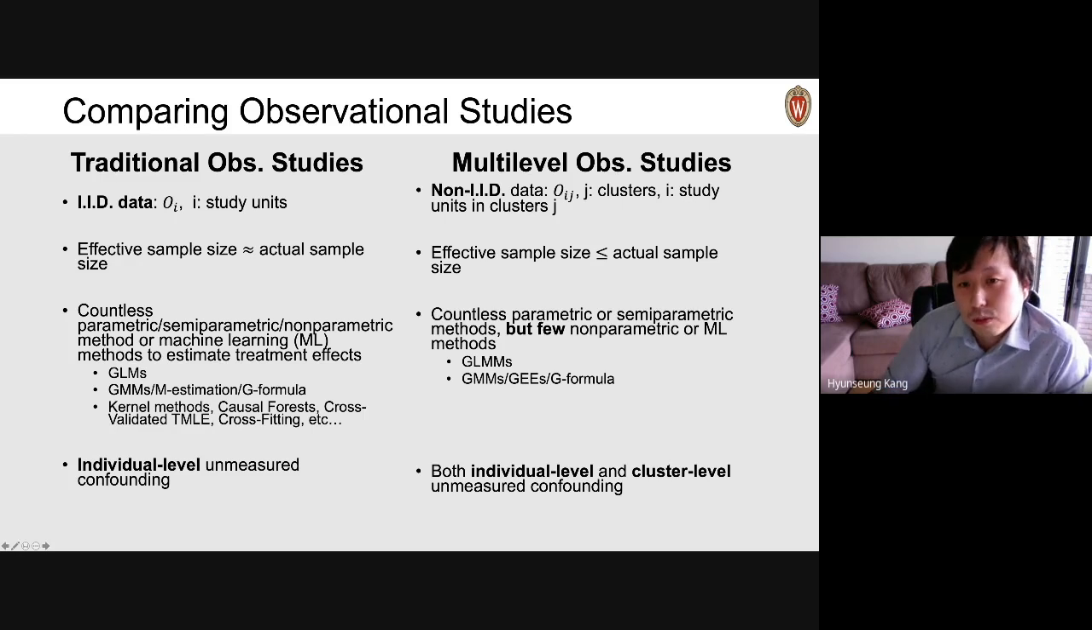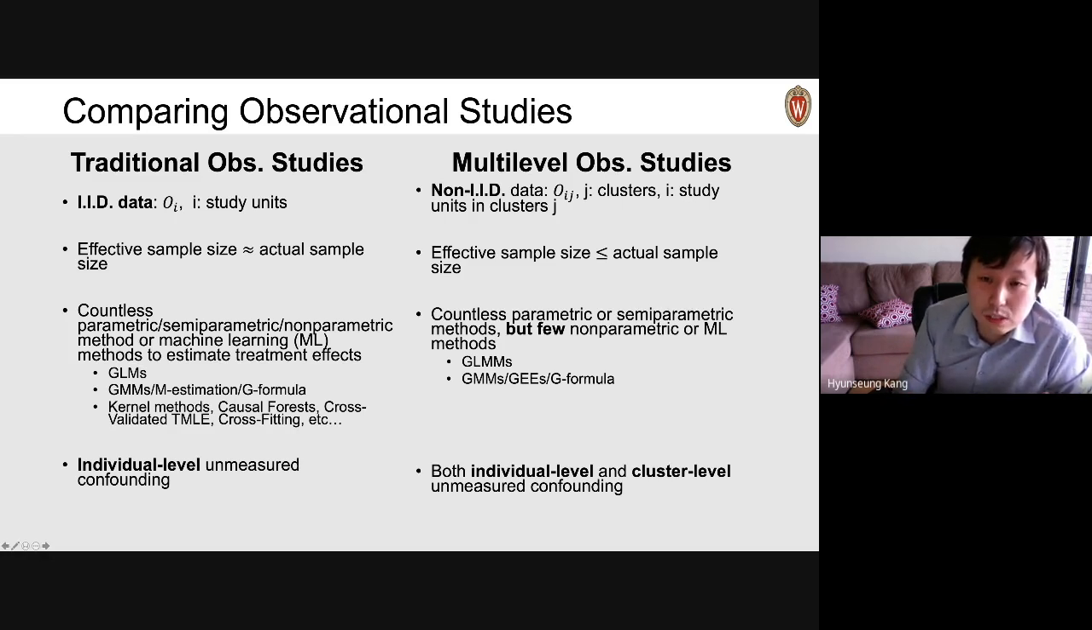Now, moving on to observational studies, the biggest jump is that there's non-i.i.d. data. So typically in this world, you use double subscripts. Usually J represents some clustering structure, whether it be non-nested or some way to index those non-nested cluster structures, and I represents the units within that cluster structure.